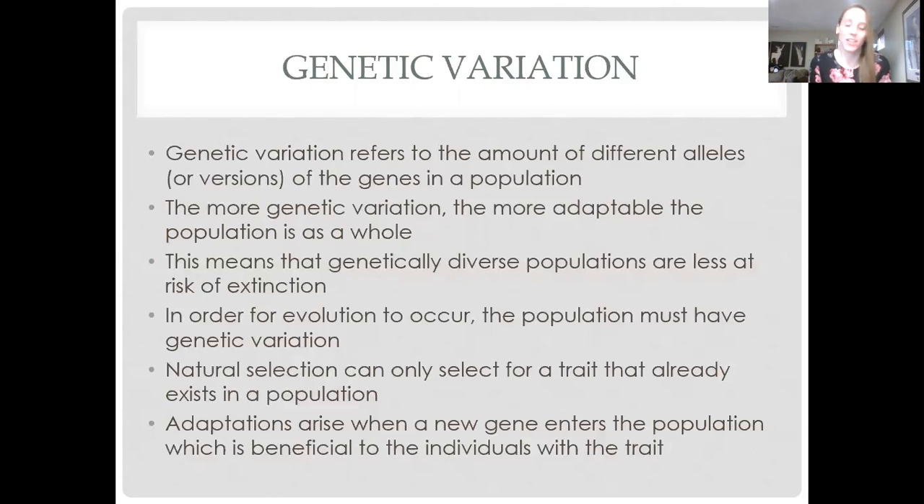So for instance, if all of a sudden it became really beneficial to be a redhead, then the redhead trait would become more common because of natural selection. But if all of a sudden it became really beneficial to have naturally blue hair, since that allele or that option doesn't exist naturally in our population, natural selection couldn't act on it. Adaptations arise when a new gene enters the population, which is beneficial to those individuals.